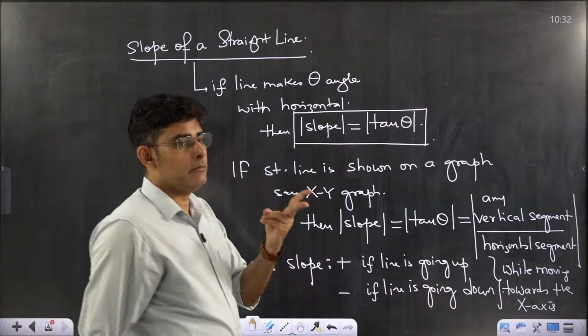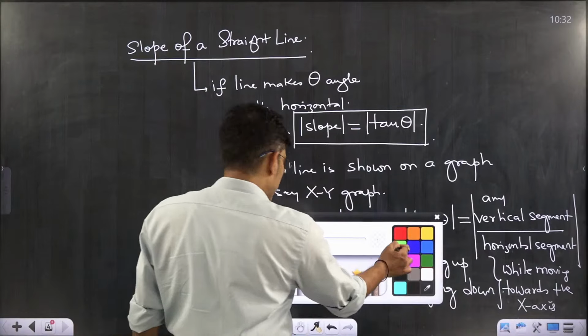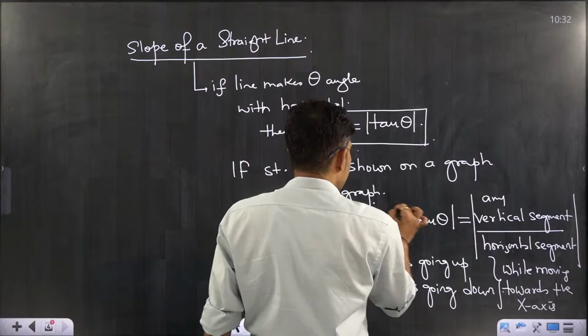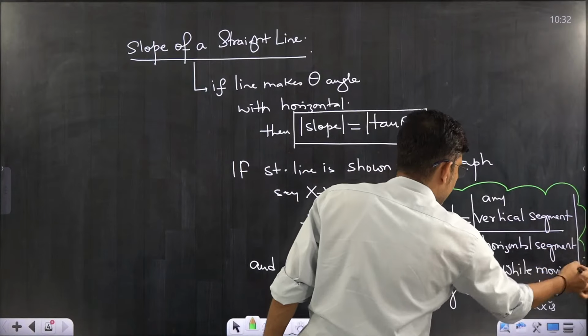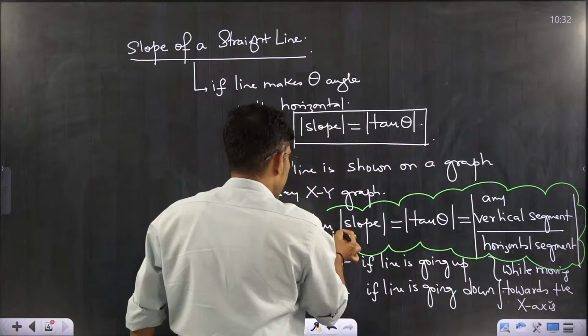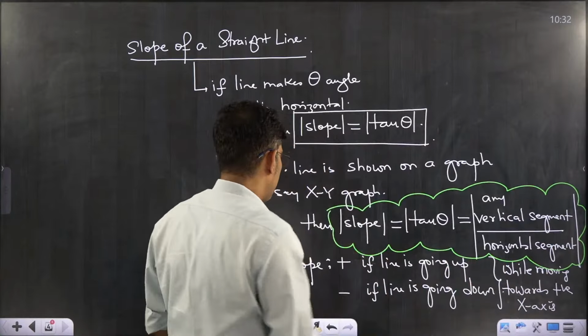So you have to see just two things. One is the magnitude, the value of the slope. Value can never be negative. Value is just the mod, the magnitude. Only magnitude. And the sign of the slope is positive or negative accordingly.